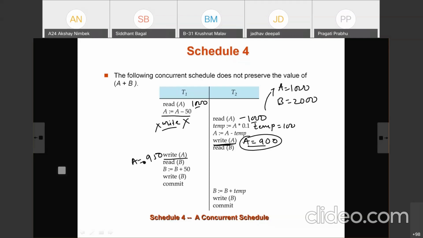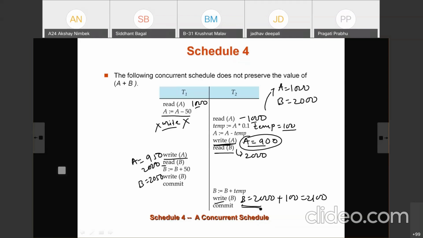Now it reads the value of B. What is the value of B? It reads 2000. B is equal to B plus 50, so it writes the value of B, 2050. Now before that, what did T2 read? 2000. Add the temp. So B is equal to 2000, and what is the value of temp? 100. It is 2100. Okay. So here it writes the value of B.